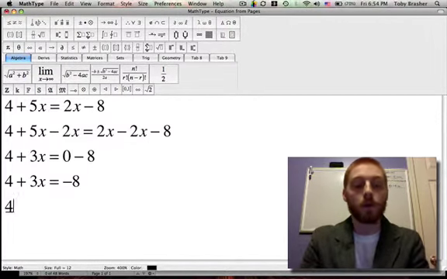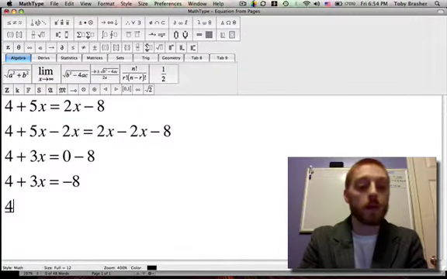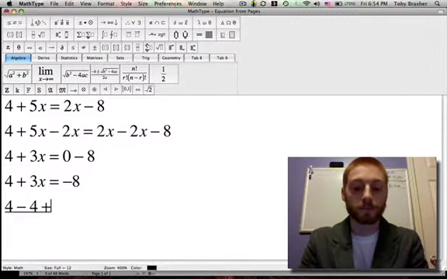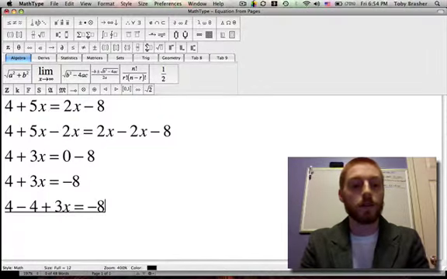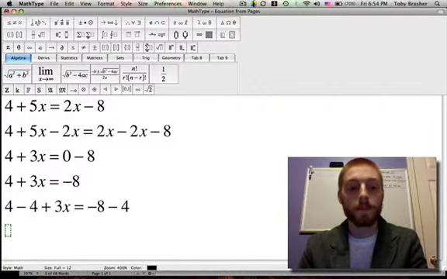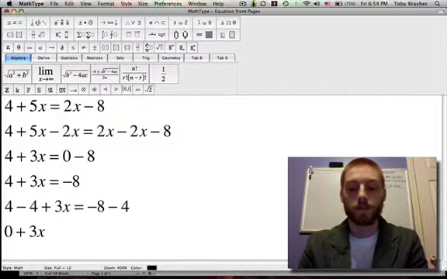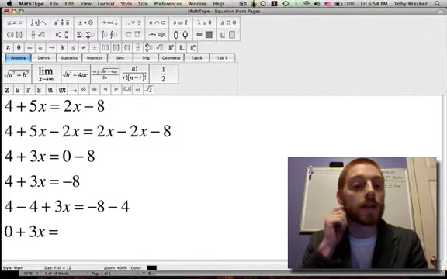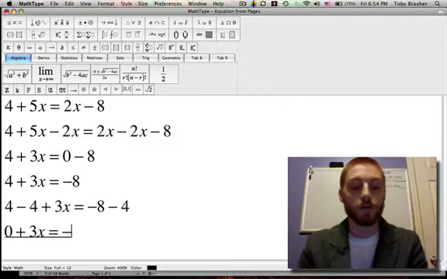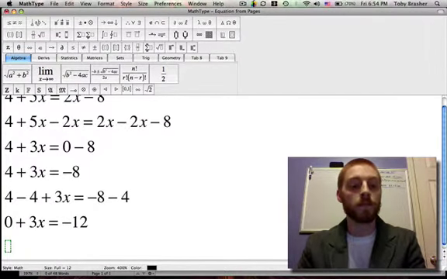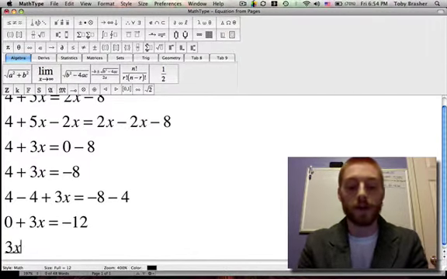So I have 4, it's a positive 4, we undo a positive 4 by subtracting 4. Plus 4, 3x equals negative 8. And then I subtracted 4 on the left, so I have to subtract 4 on the right. 4 minus 4 is 0, plus 3x equals negative 8 minus 4 is negative 12. Then we have 0 plus 3x, which is 3x, equals negative 12.